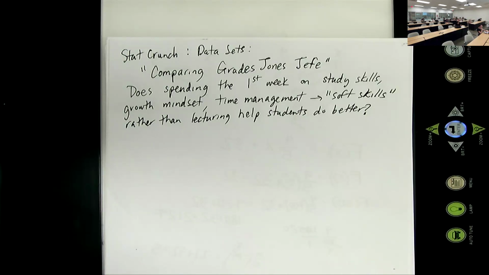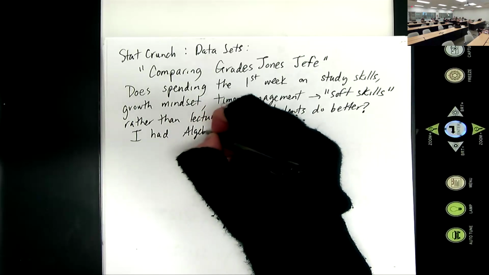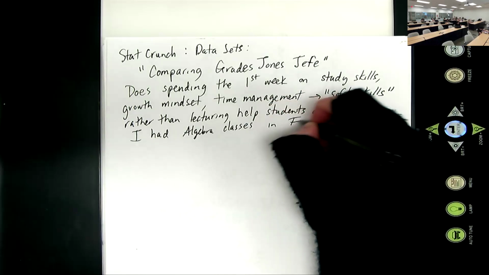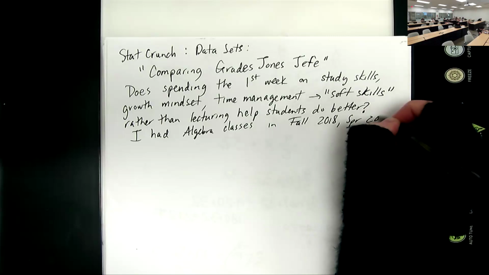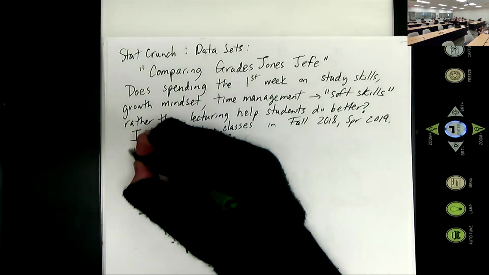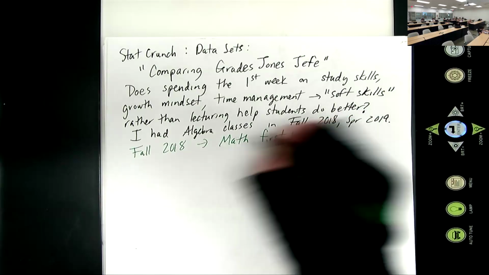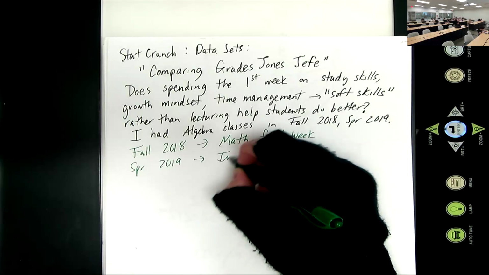So how can I measure this? I teach statistics, how can I measure this? What I did is, I had intermediate algebra 2 classes, we don't teach this class anymore, in fall 2018 and spring 2019. So different students, different semesters. There's an argument to be made that there might be a bias for spring being better than fall, because the fall students might be new to college and not have those skills yet, whereas spring students might. But fall 2018 had the old method, math in the first week, and in spring 2019 I implemented the study skills stuff.